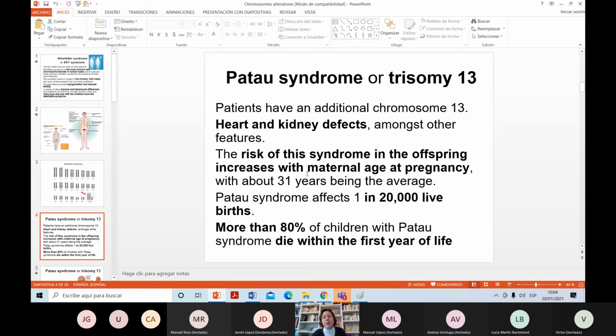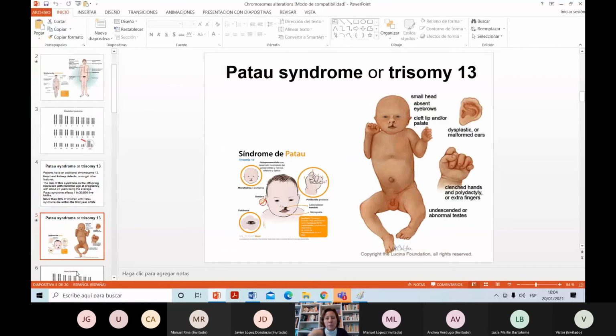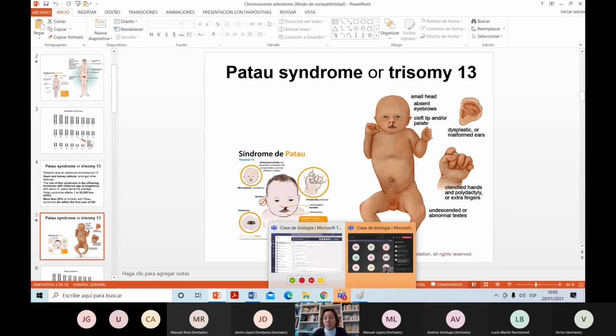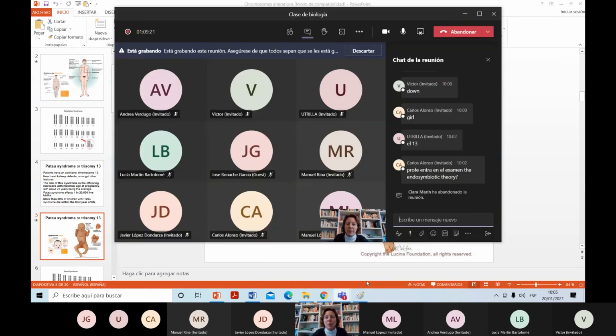But as I told you, it usually leads to different problems during the pregnancy process. So they don't really get born. It's because it has many other problems in different systems in their body. Well, we'll see all this the following day, all these chromosomal abnormalities.